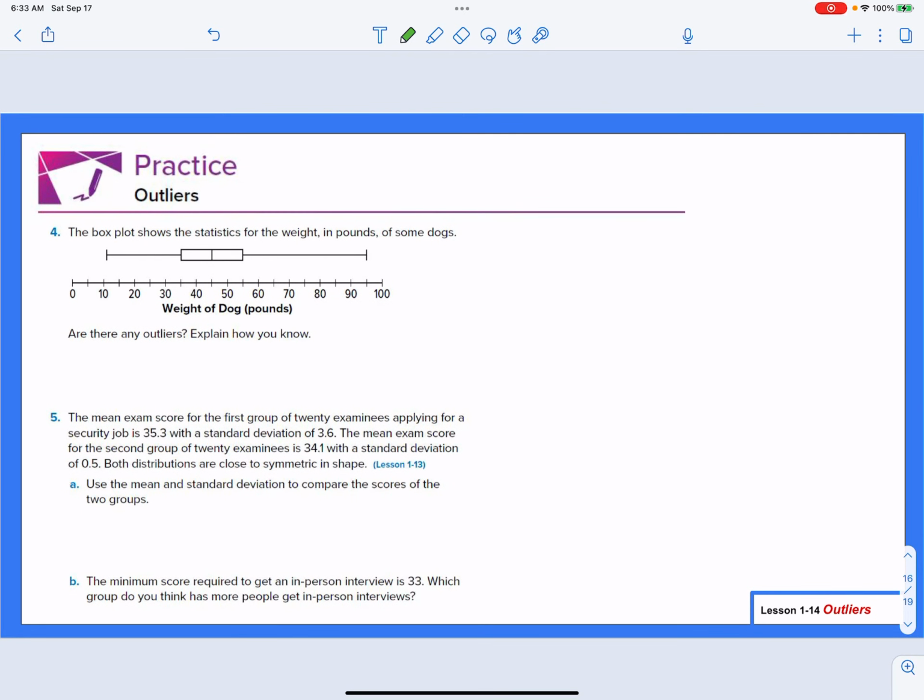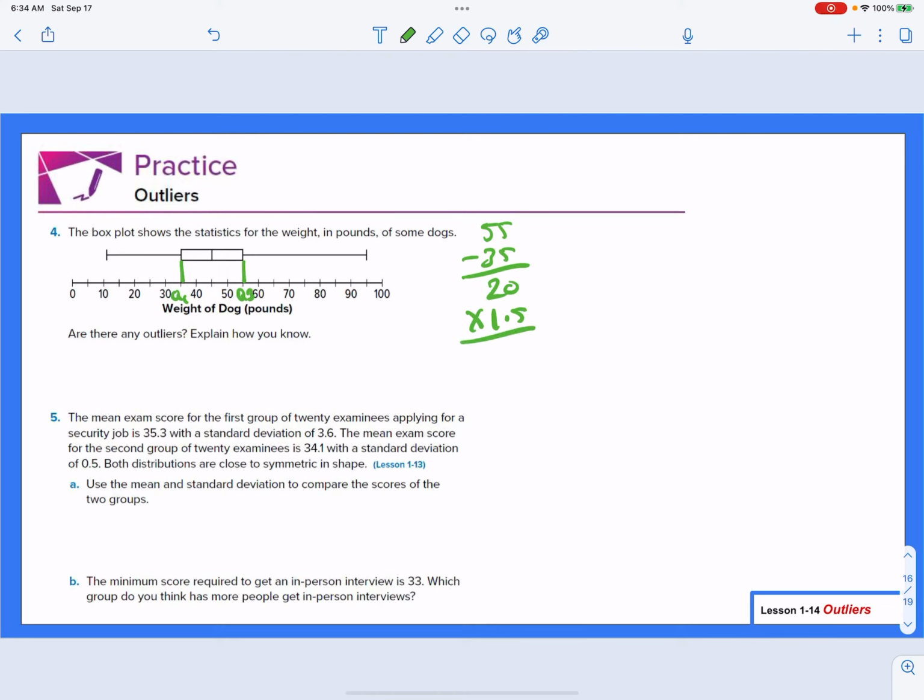All right, number 4. The box plot shows the statistics for the weight in pounds of some dogs. Are there any outliers? Explain how you know. All right, so let's see. Q3 is here at 55. Q1 is here at 35. So 55 minus 35 is 20.